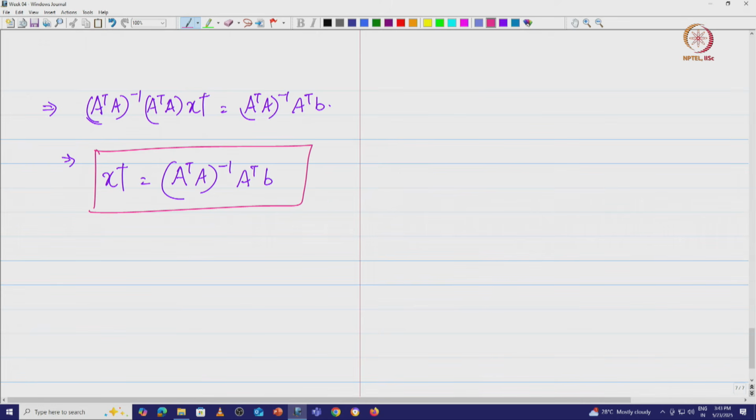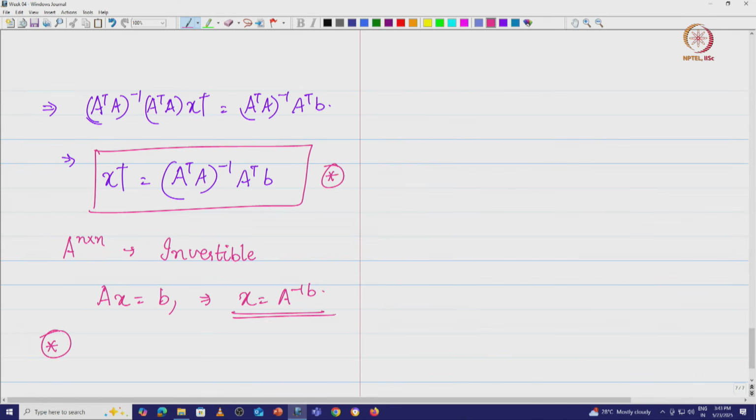Now, let us see one more thing here. We all know that whenever we have a matrix, say an n by n invertible matrix, and we want to solve A x equal to B, we say that x is equal to A inverse B. Let me call this equation star. So, what I do is I compare this equation star with the expression that I have: x dagger is equal to A transpose A the whole inverse A transpose into B.